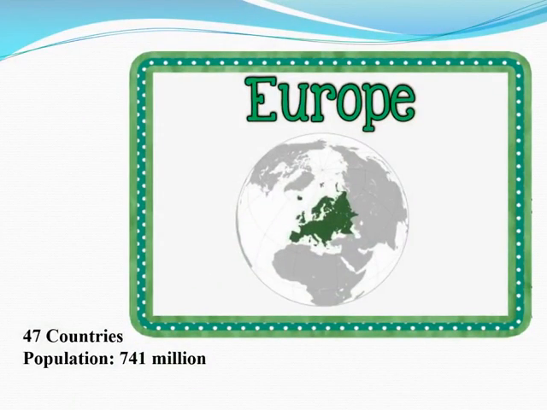Now let's look at Europe. Europe has 47 countries, and the population is 741 million people. A fun fact about Europe is that Europe has the world's largest country, which is Russia, and the world's smallest country, which is Vatican. So out of those 47 countries, you have the world's largest and the world's smallest all on one continent.